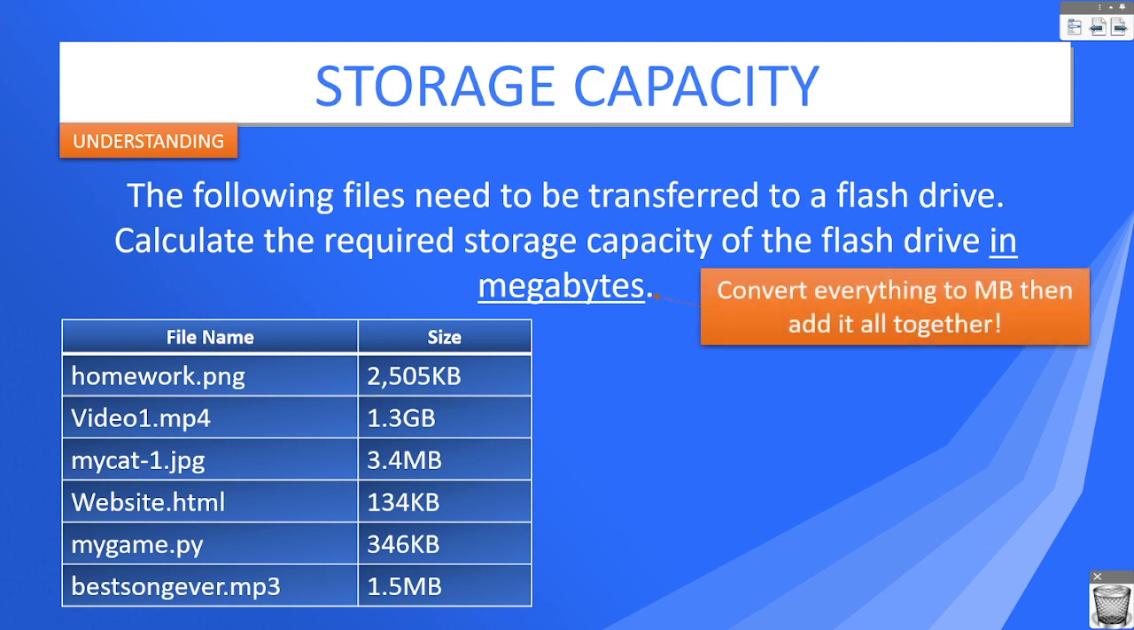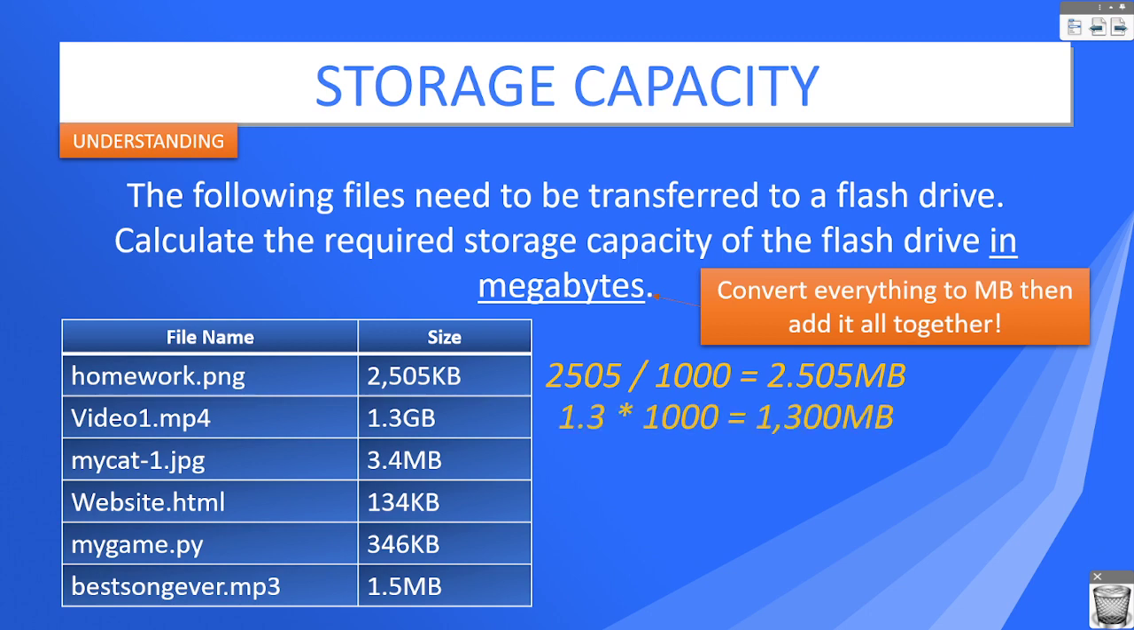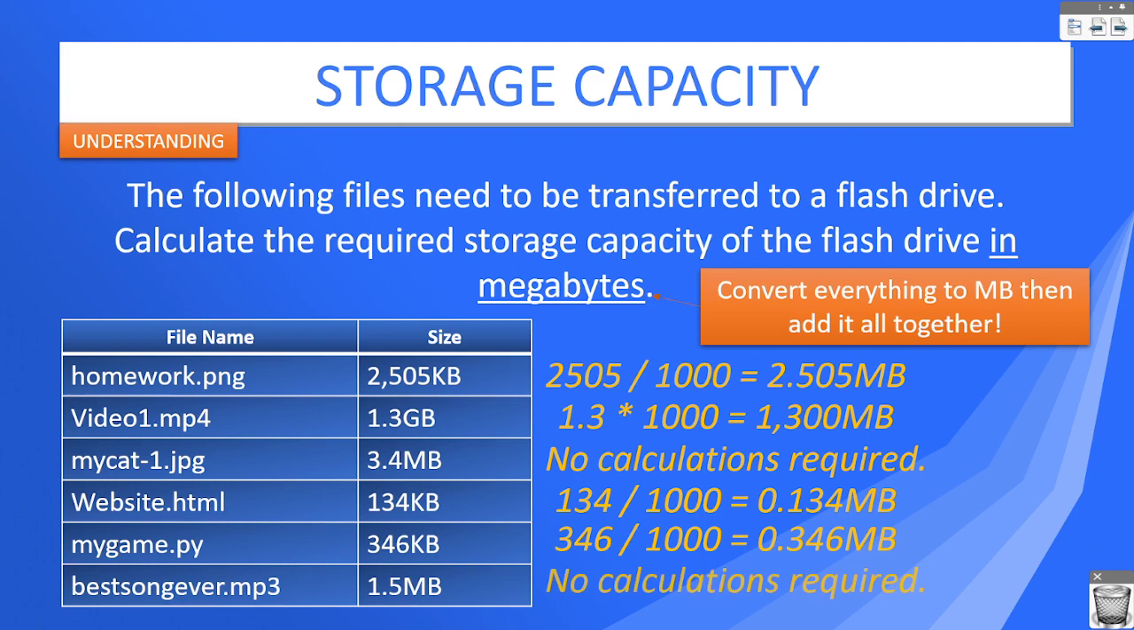Well, we could say that everything has to be converted down to megabytes. In order to get the total, I would then add them all together. So I start from homework.png. I divide that by 1,000. I've got 2.5 megabytes. And I keep going. For my cat, well, it's already in megabytes, so I don't need to do the conversion. And the same applies for bestsongever.mp3. My total is around 1,308 megabytes.